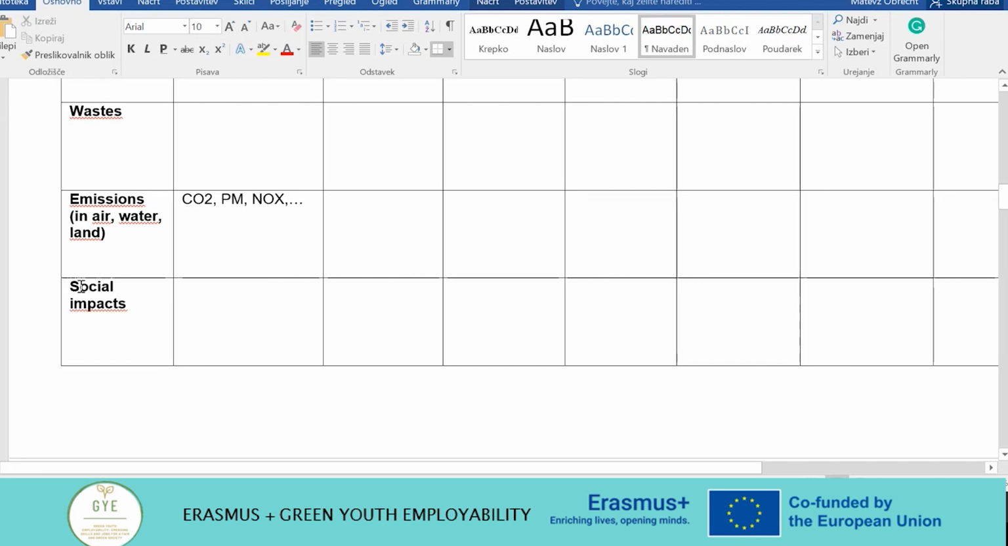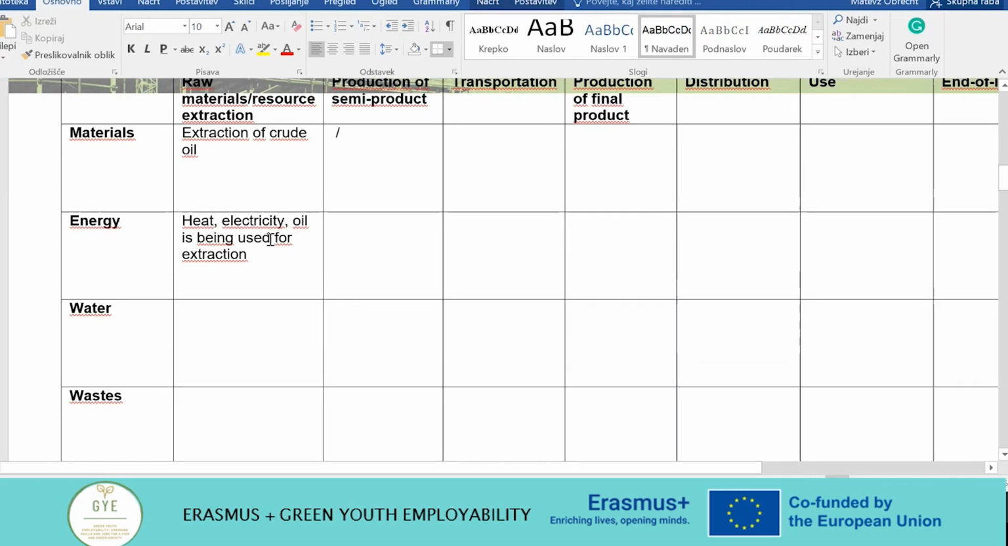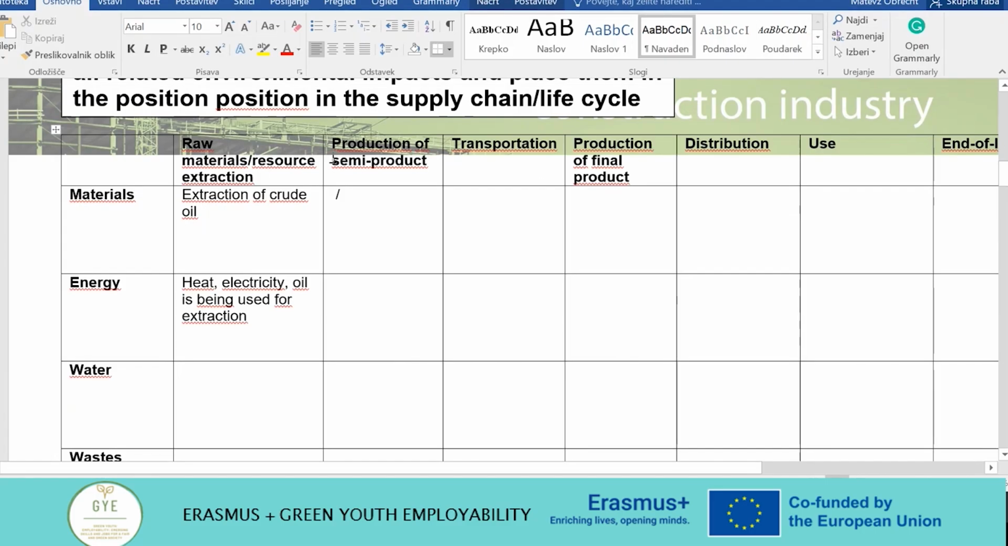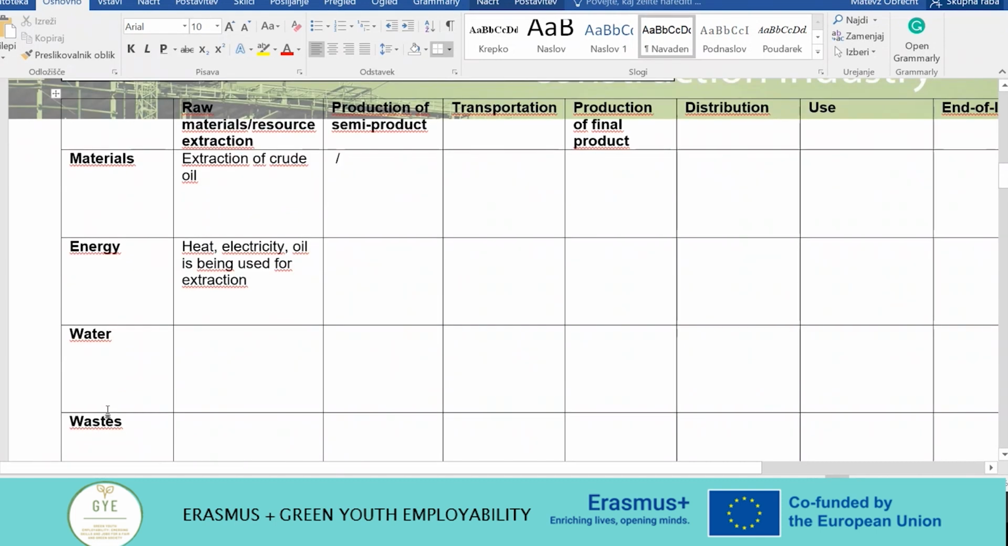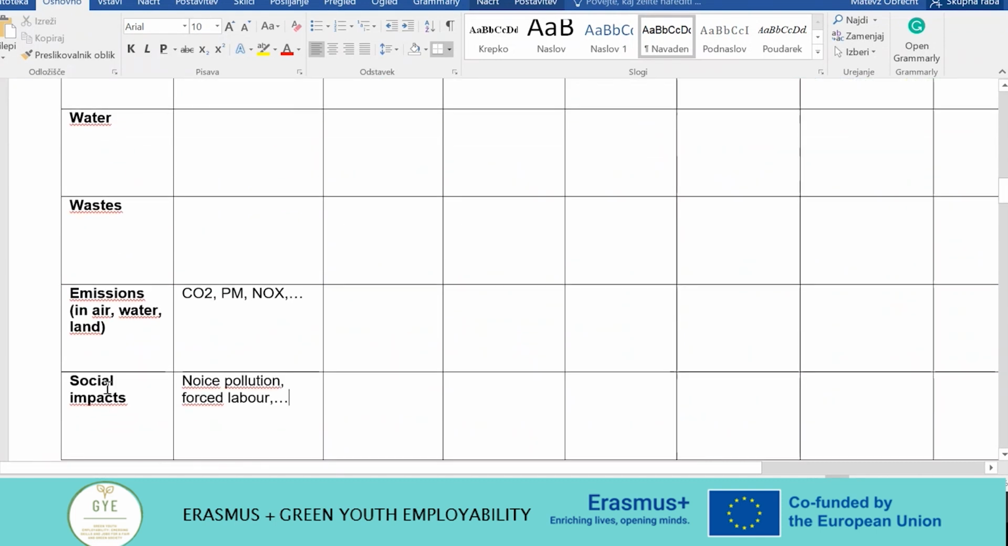And then you will also address the social impacts. So whether there is some noise pollution, whether there is some, let's say, forced labor, and so on and so on. So you will define all these for each phase of the supply chain. So each phase of the supply chain for these 6 segments: materials, energy, water, waste, emissions, and social impacts.